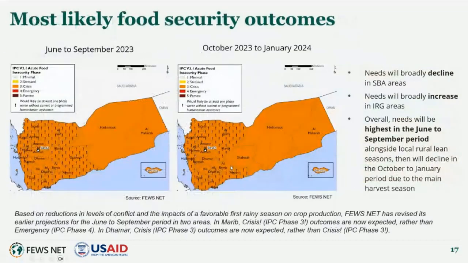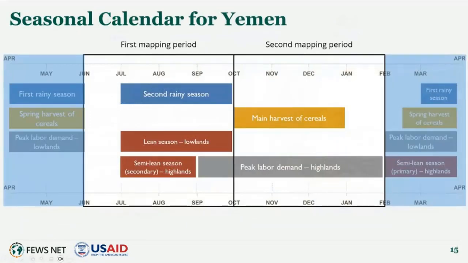And now turning to expectations for the projection period. First, we'll look back at the seasonal calendar. And these two boxes outline our two mapped projection periods, the first projection period being June to September. And the June to September period is the time of Yemen's second rainy season from approximately July to September. And this is also a period that is considered a lean season in lowland areas and a semi-lean season in highland areas, alongside relatively low levels of agricultural activities and associated access to food and income from those sources.